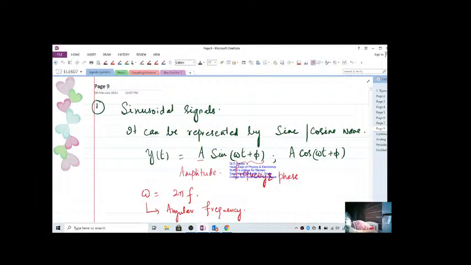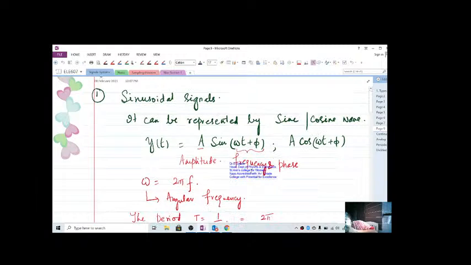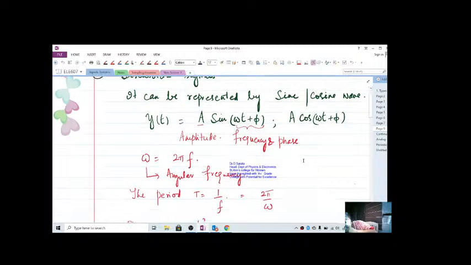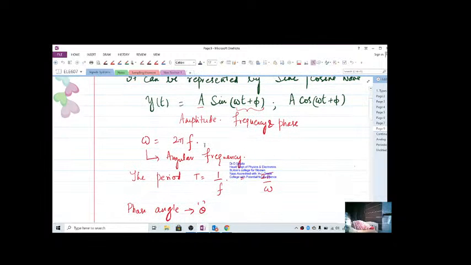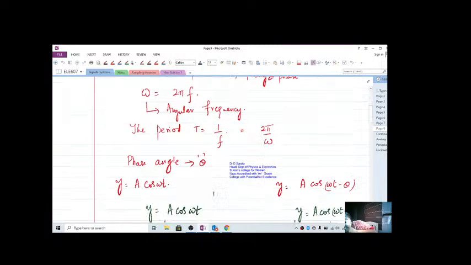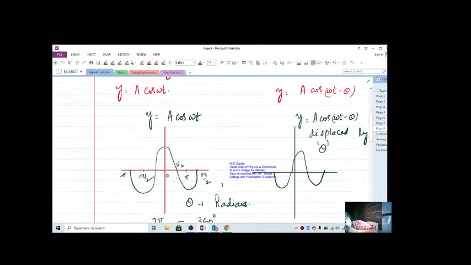What is a sinusoidal signal? A sinusoidal signal is one which can be represented by a sine or a cosine. So a sine wave is represented by A sin(omega t plus phi) or A cos(omega t plus phi). Both are sinusoidal. And this A is the amplitude, omega is the frequency, and this is the phase. So you can write this angular frequency as 2 pi f and so on, and the phase angle is theta. Okay, so how do you represent that?